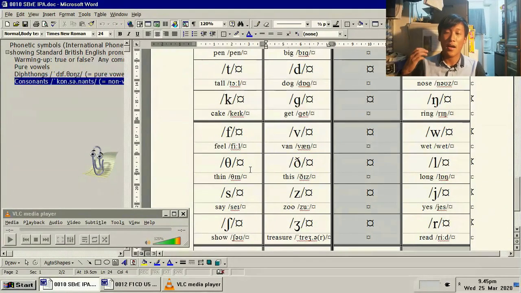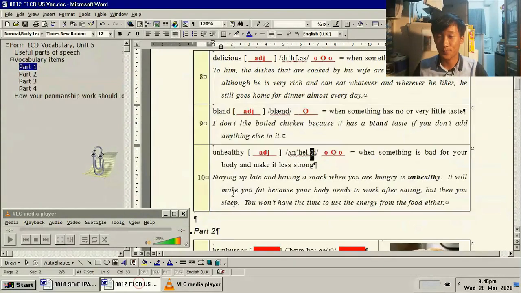So it's the unvoiced, voiced, unvoiced, voiced. Both are TH sounds. So you have to look at the IPA. Okay, this is what we are going to keep repeating in the second term, I hope. So unhealthy. Okay, so when something is bad for your body and make it less strong.